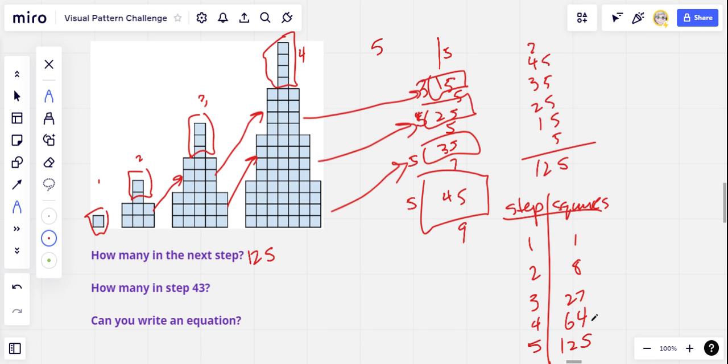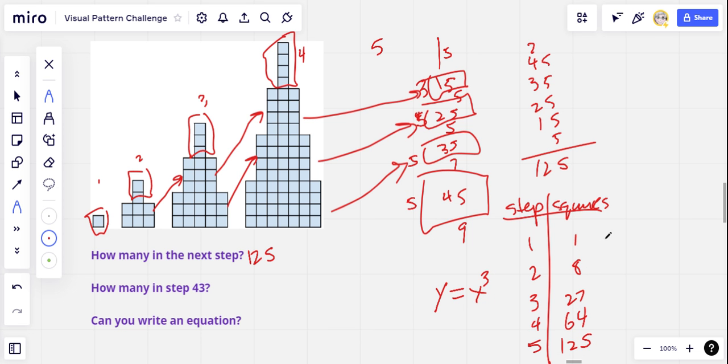Now, at this point, you might be seeing something in these numbers that jumps out to you. And that is that 1 cubed is 1, 2 cubed is 8, 3 cubed is 27, 4 cubed is 64, 5 cubed is 125. So I think we've actually got this pattern already. We've got an equation for it. Y just equals the step number cubed. So that just jumped out at me from these numbers.